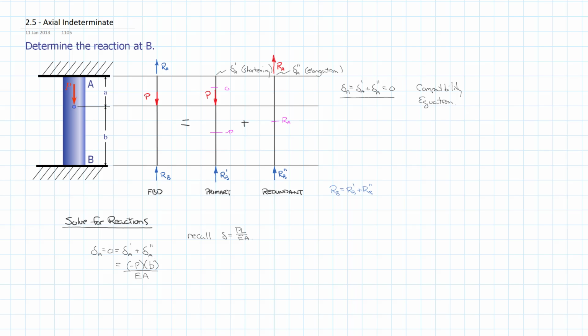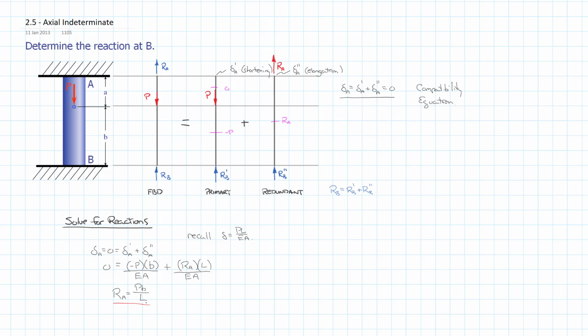And then we go to delta A double prime, so we're going to add to that, and the load in this case is RA. It's applied over the entire length, which is L, and we'll divide through by EA, and that's all equal to 0. And so we're able to isolate for RA and ultimately resolve that down to Pb over L. And we have our first reaction.